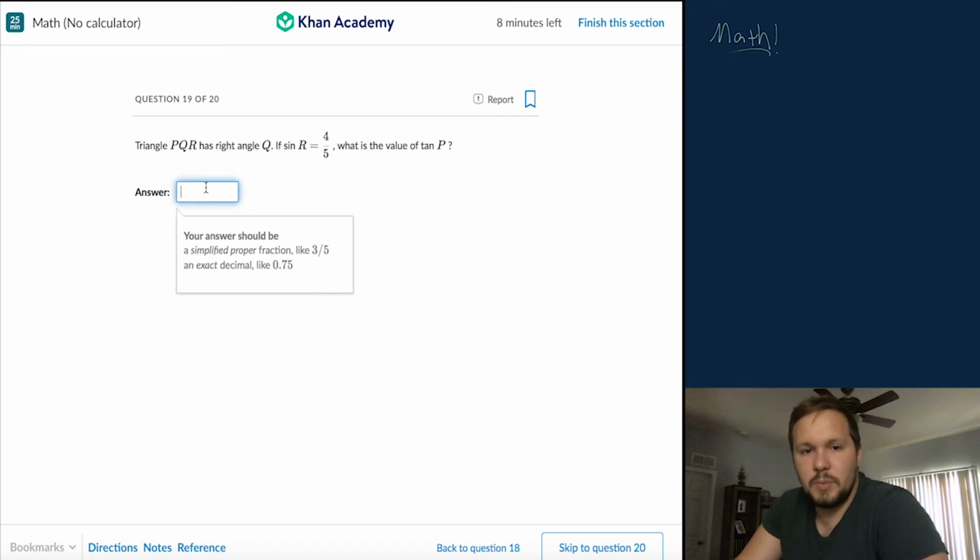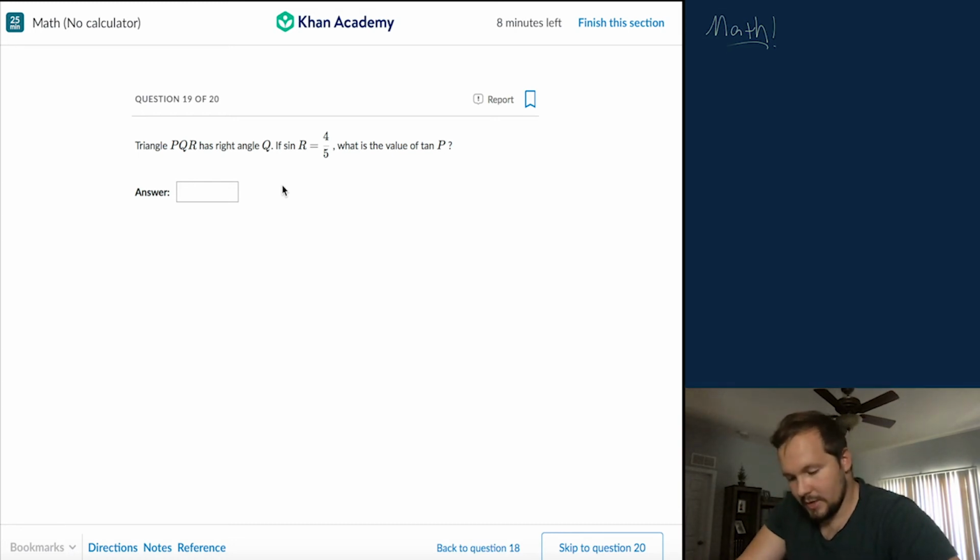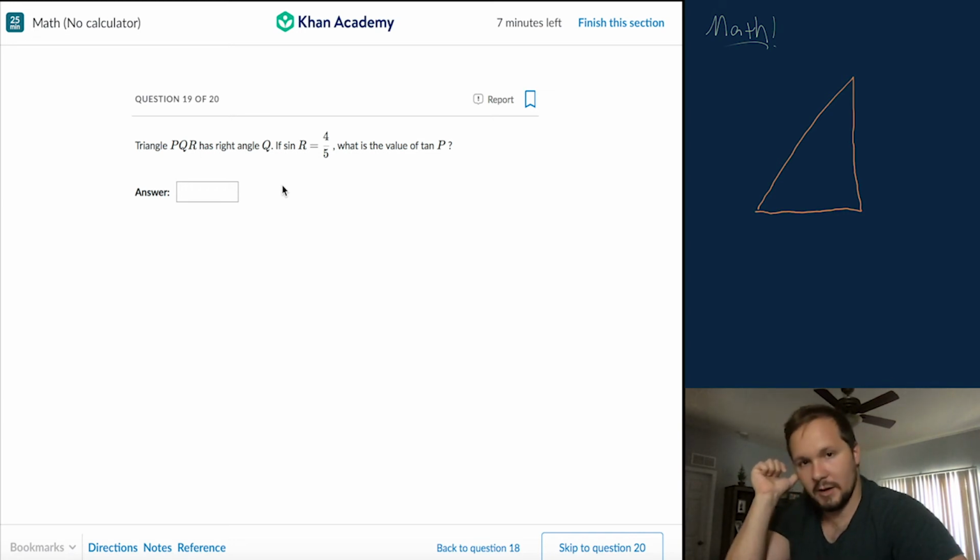Okay, triangle PQR has the right angle Q. If sine of R equals 4 over 5, then what is the value of tan of P? All right, so this is the obligatory trig question. A lot of students struggle with trigonometry, so I'm going to draw a picture here. If we have a triangle, we'll make it big. Okay, and we'll say that's our right angle right there. What is the value of tangent of P?